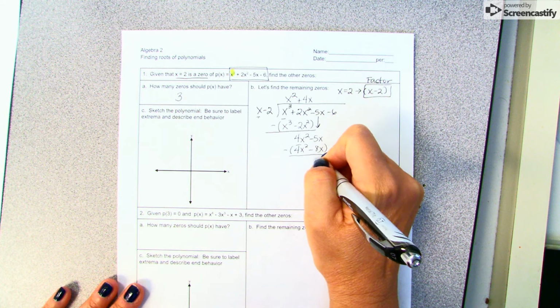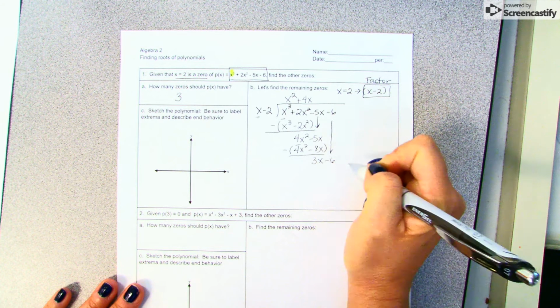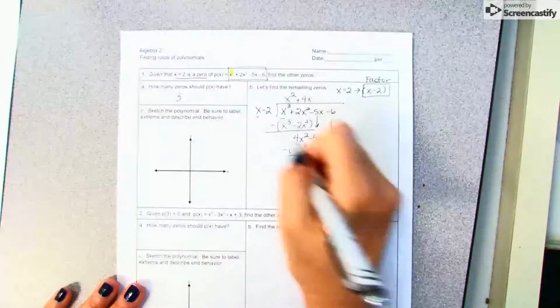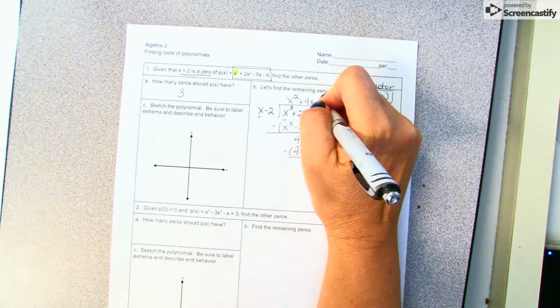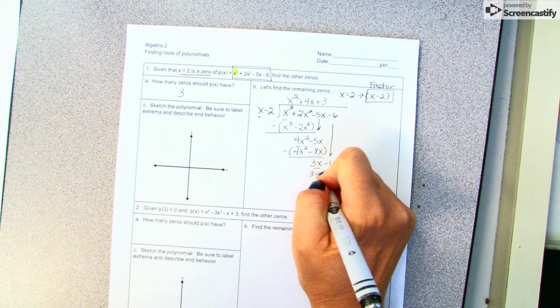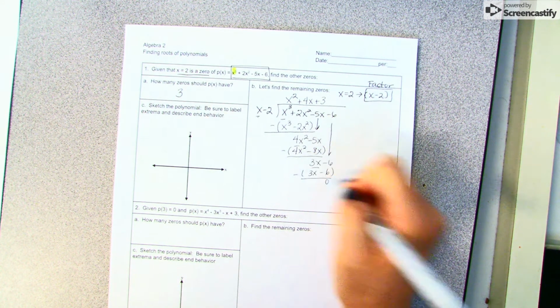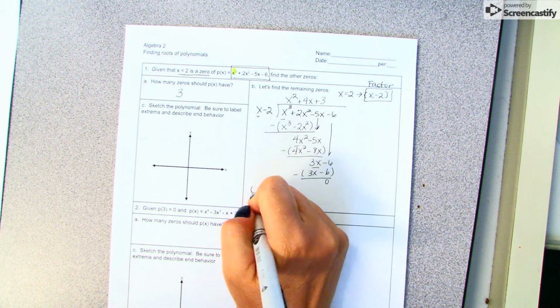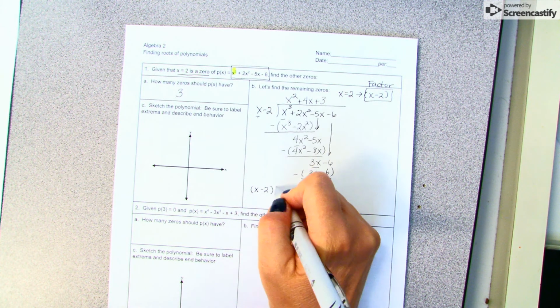Once again, I'm going to bring down the minus 6. And then I look at the first term again. What do you multiply x by to get 3x? It is a 3. I distribute. So I get 3x minus 6. And when I subtract, the remainder is 0. So that means this goes into the polynomial x squared plus 4x plus 3 times.